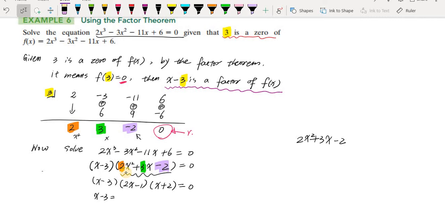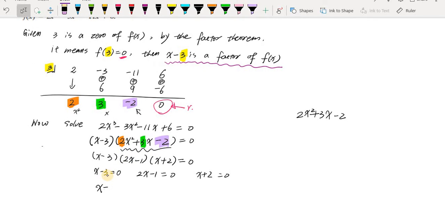So x minus 3 is 0. We're going to have 2x minus 1 is 0. We're also going to have x plus 2 is 0. Now we're going to have x equals 3, which we already know because they gave it to you, so we'll just write it down. Then x equal to 1/2. We also have x equal negative 2. So our final solution, I'm going to write it as 3, 1/2, and negative 2.